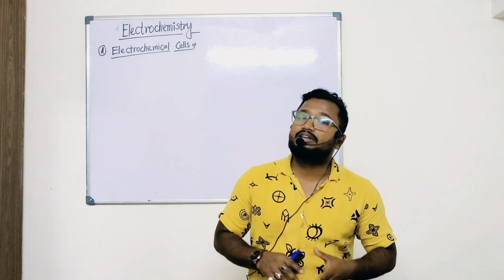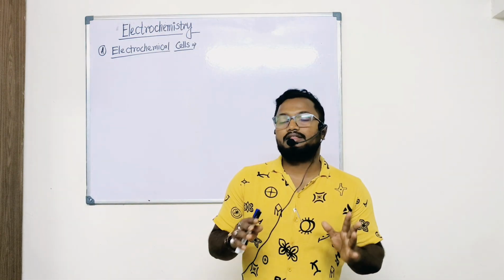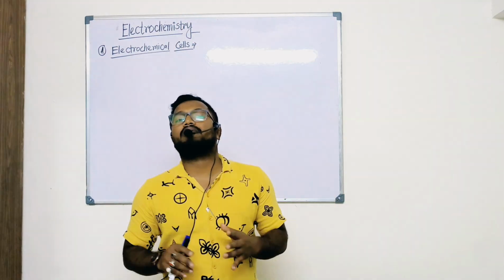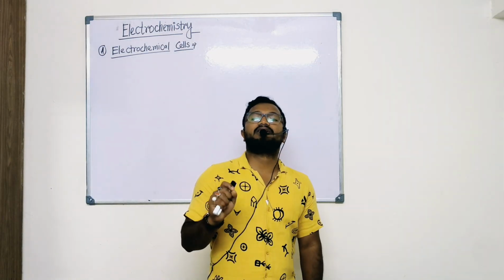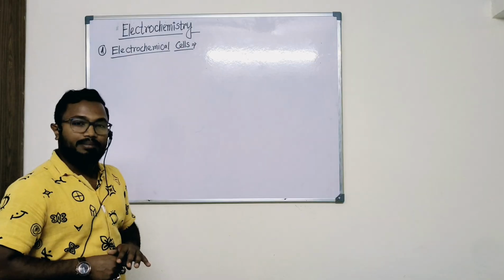Basically, electrochemistry is divided into two parts. One is electrochemical cell, another one is electrolytic cell. So, we are going to start with electrochemical cell. This is our first topic of discussion. Let's see what is electrochemical cell.